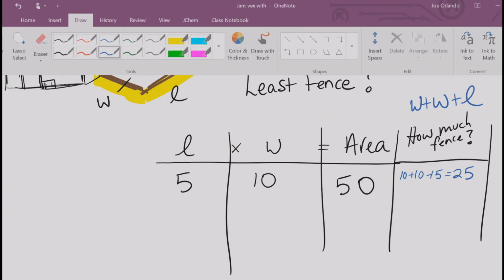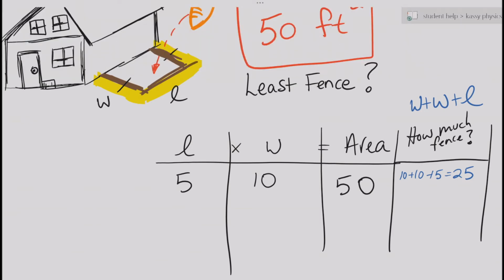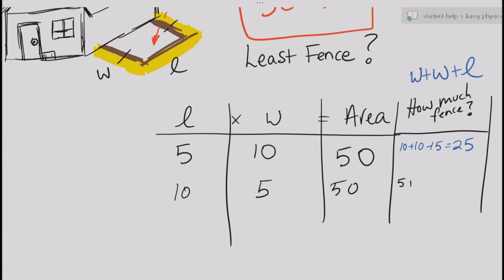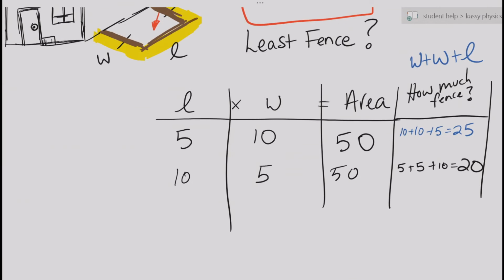Okay, what else could we have tried? Different numbers. Well, we could have done 10 by 5 instead, make it 10 long and only 5 wide. That would still give us an area of 50, right? And here it would go 5 plus 5, width plus 10, and that would use only 20. Only 20 feet of fence. Oh, that's less.